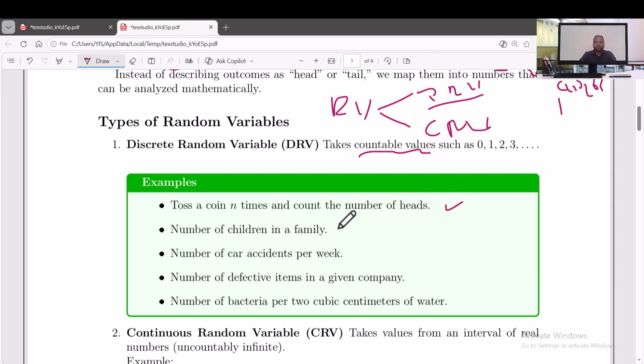Number of children in a family, discrete. Number of car accidents, discrete. Number of defective items, discrete random variable. Number of bacteria per 2 cubic centimeters, discrete, because their values are described using whole numbers 0, 1, 2, 3.